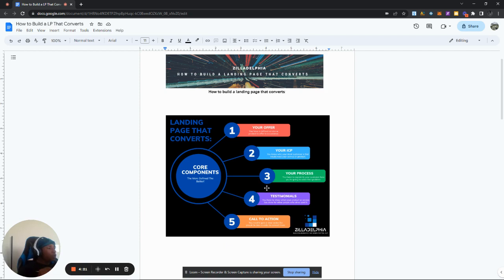The last step in the process is a call to action. Now that they've seen all four of these things on a web page, they need to know what to do next. They need to know exactly how to get in contact with you or how to obtain the product or service that you're offering.